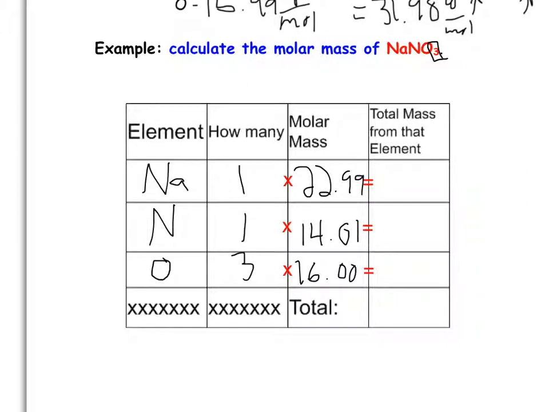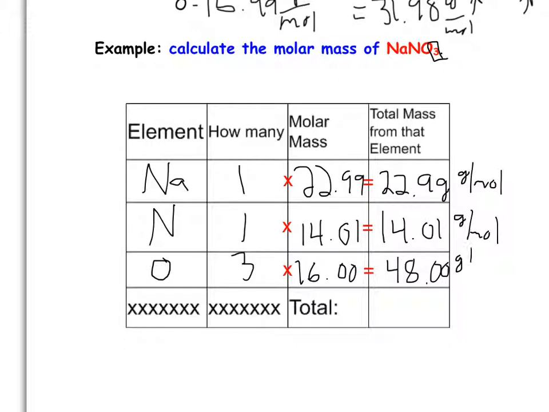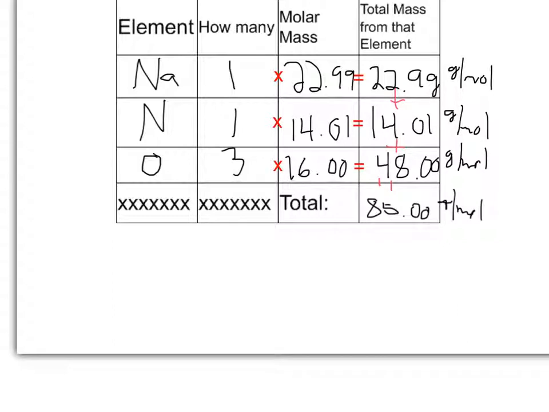Then we go through and multiply those all the way across. So this is still just 22.99 grams. Again, it's always grams per mole. And then nitrogen would be 14.01 grams per mole. And then our oxygen would be a total of 48.00 grams per mole. Then we go through and add all of these together, and we get a total combined mass equal to, and this one actually works out really well, 85.00 grams per mole.